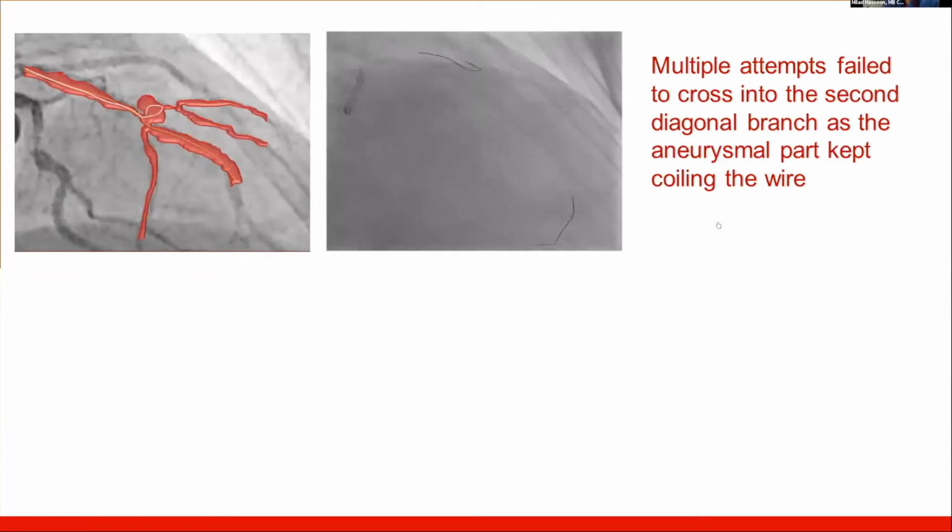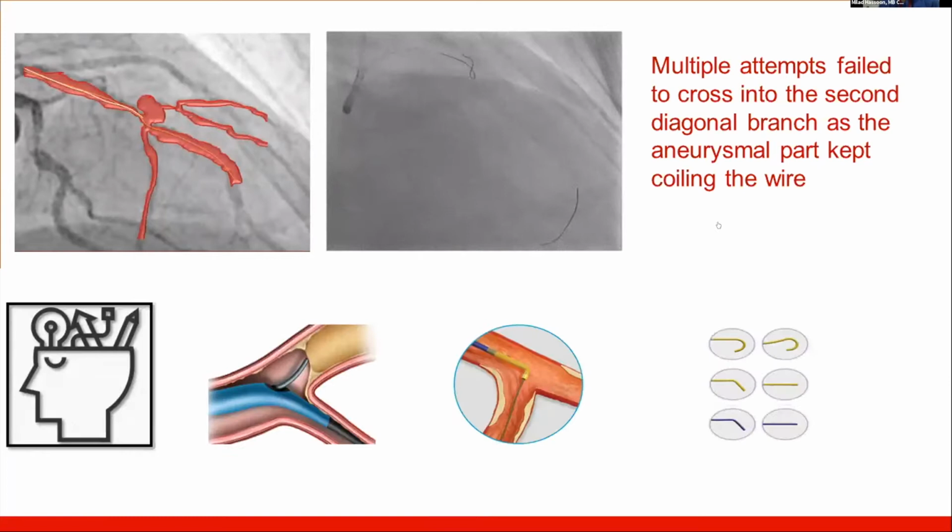The wire kept coiling inside this chamber, this aneurysmal part. And despite the fact we tried different wires, tried different shapes of the wires, we were not achieving anything. It is just like passing a wire in a teapot and trying to find the spout. At that point, of course, as interventionists, we try to think of different ways of dealing with that, such as a dual lumen catheter and angle tip microcatheter in all shades.